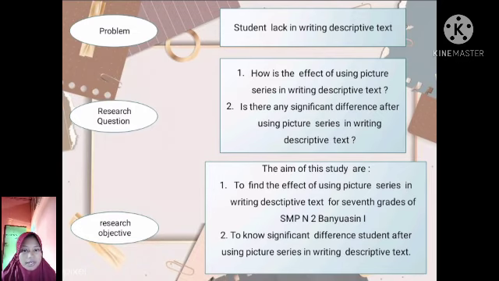And about my research objective, the aims of this study are, first, to find the effect of using picture series in writing descriptive text for 7th grade of junior high school number 2 Banyuasin 1. Second, to know the significant difference in students after using picture series in writing descriptive text.